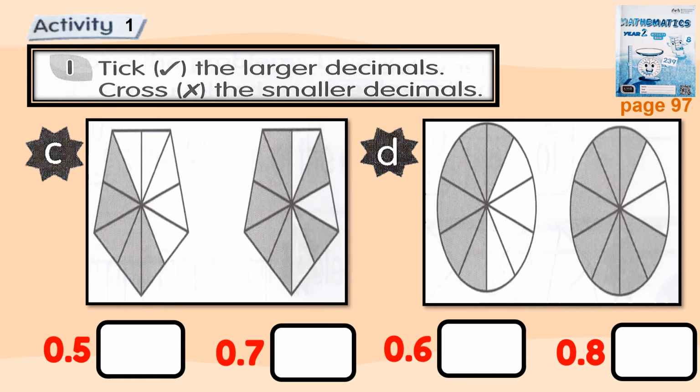For C and D, try to do it yourself. Compare the shaded parts to find which is the larger decimal and which is the smaller decimal.